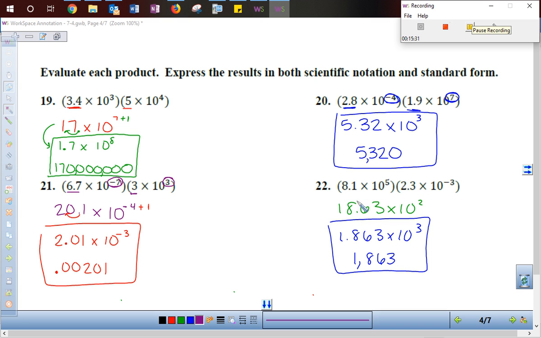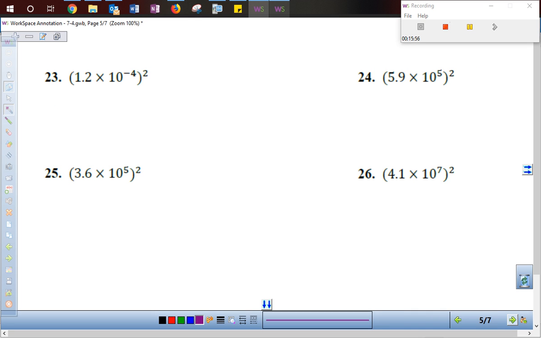But I needed to make this between 10 and 1, and so I moved the decimal place 1 to the left, and I got 1.863, increased my exponent by 1, and I get 10 to the third. And my result in standard form is 1,863. Now on number 23, we're taking 1.2 times 10 to the -4th and squaring it.